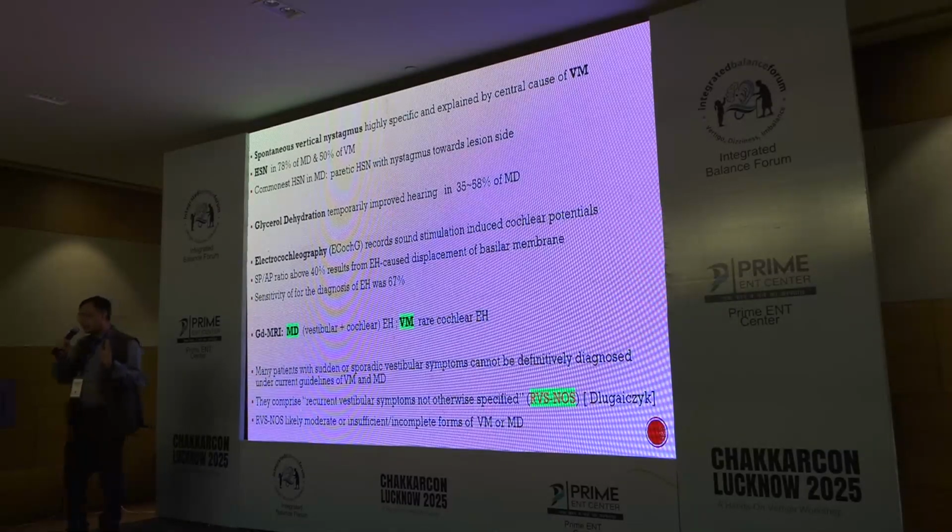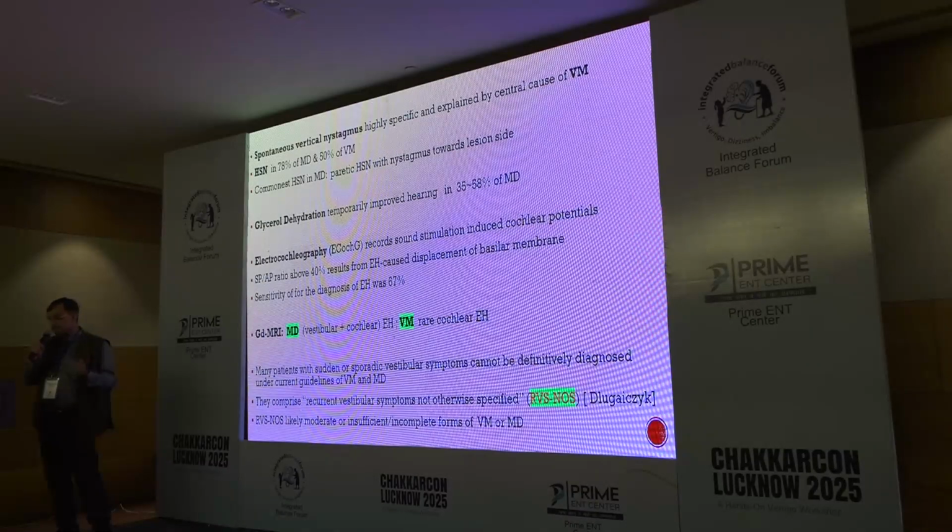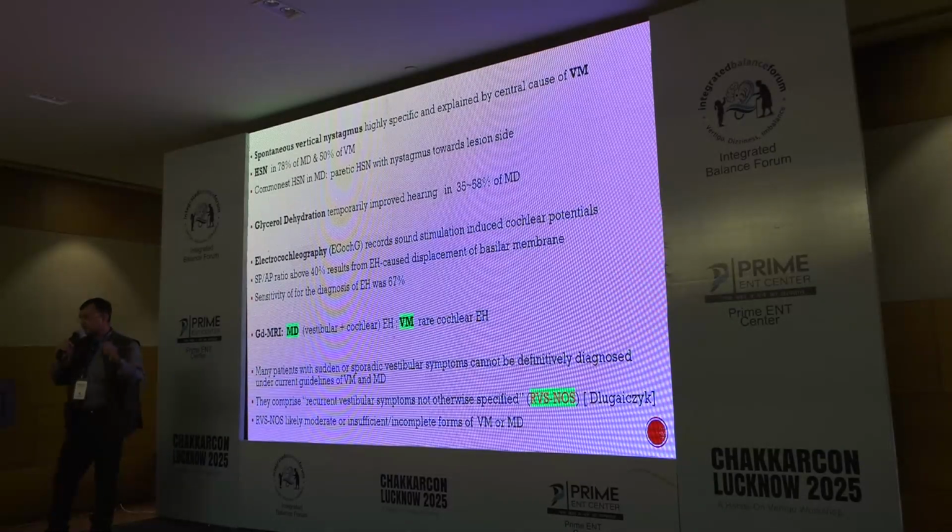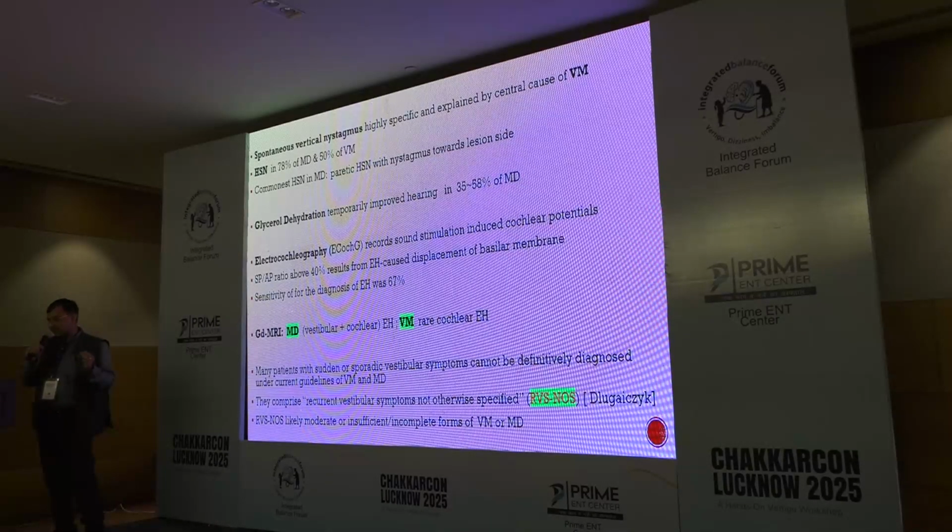ECochG, that is electrocochleography, was done. This records the sound stimulation induced cochlear potential. A summation potential by action potential ratio of above 40% results from endolymphatic hydrops caused displacement of the basilar membrane. Sensitivity for the diagnosis of endolymphatic hydrops by ECochG was around 67%. In gadolinium contrast MRI, in Meniere's disease, there was both vestibular and cochlear involvement. In case of vestibular migraine, there was rare endolymphatic hydrops and usually bilateral.